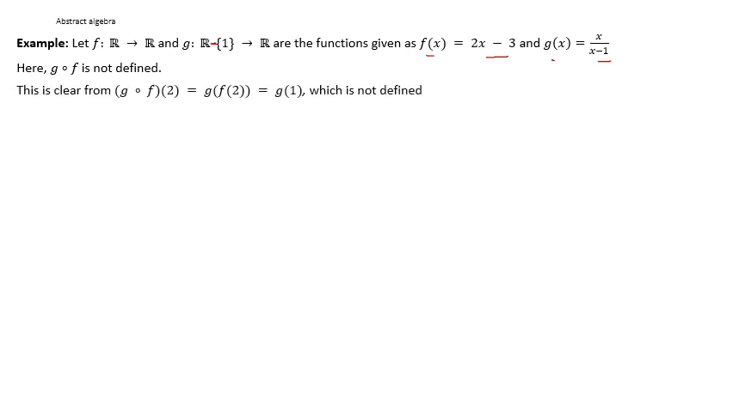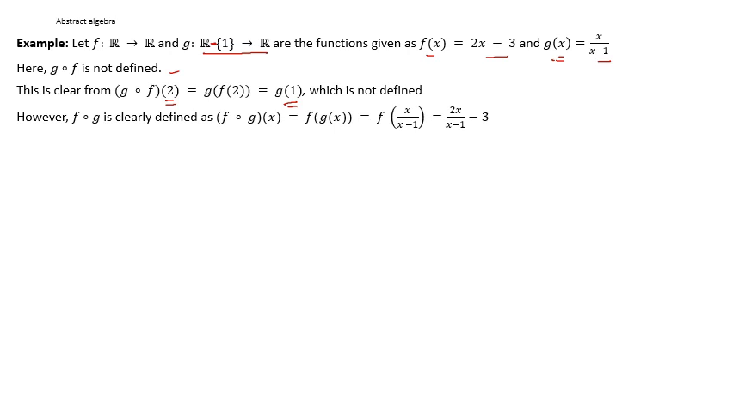Can gof be defined? Because suppose gof of 2, কারণ প্রত্যেকটা এলিমেন্টের তো ইমেজ থাকতে হবে, but what is gof of 2? It is g of f of 2, which is g of 1, but g of 1 is not defined because g এর domain is R minus 1. So gof of 2 is not defined. আর একটা এলিমেন্টেরও যদি ইমেজ না থাকে, আমরা জানি যে ফাংশন হতে গেলে প্রত্যেকটা এলিমেন্টেরই ইমেজ থাকতে হবে। সিন্স 2 এলিমেন্টের কোনো ইমেজ নেই আন্ডার gof, so gof is not defined.